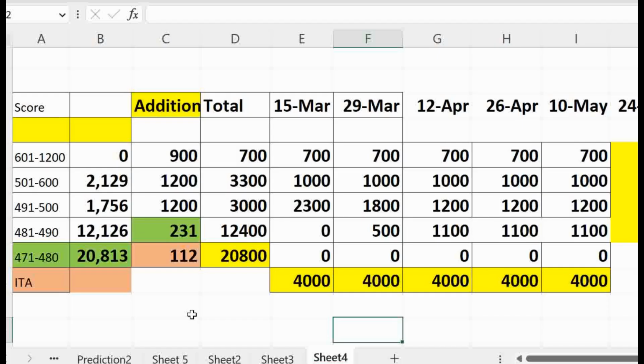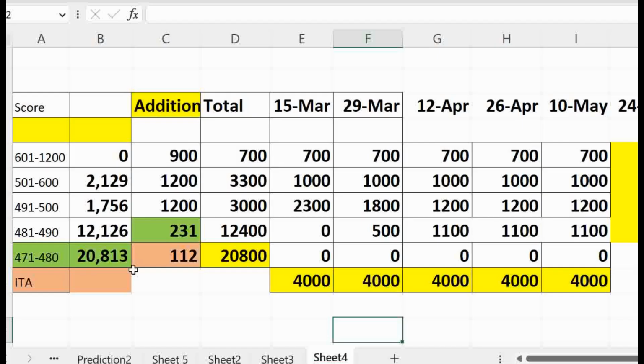So first of all, we will have a look at the CRS pool standing as on 1st of March. The last Express Entry draw was on 1st of March and it was a PNP draw, and the CRS pool standing was like this. After the draw, 601 to 1200 there is no candidate, 501 to 600 2129, 491 to 500 1756, 481 to 490 12126, 471 to 480 20830.